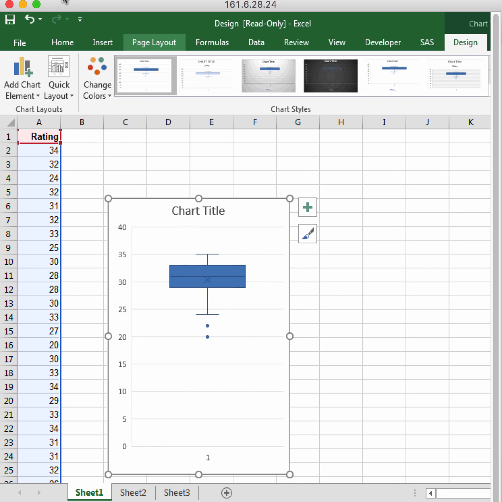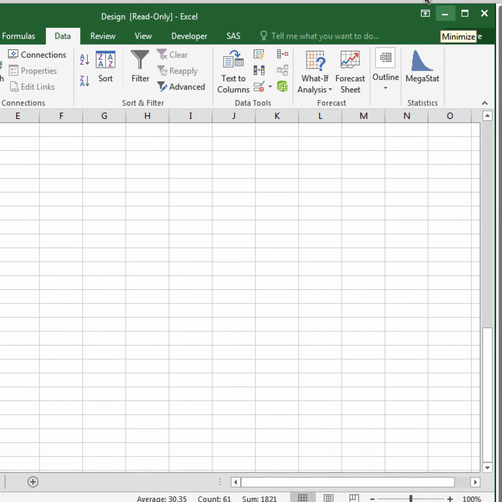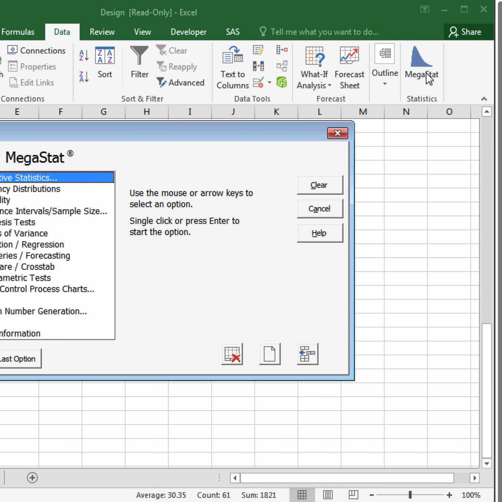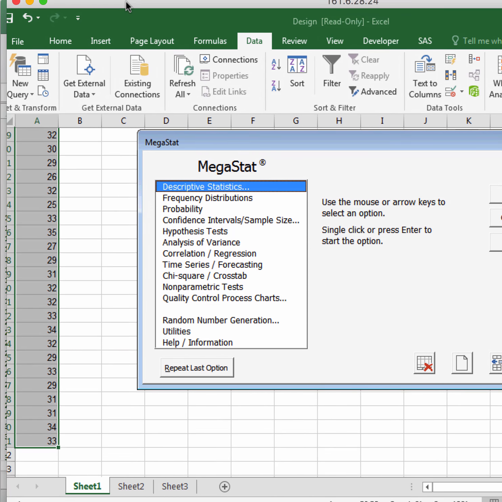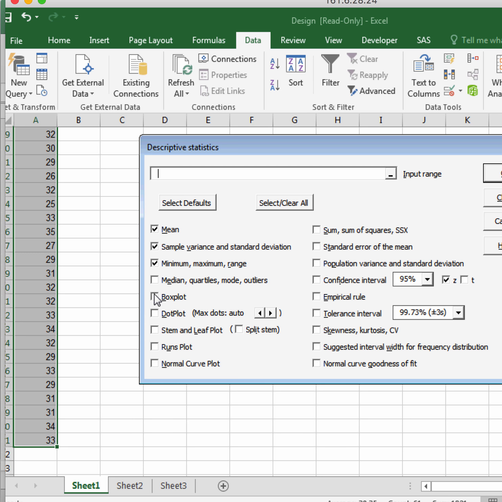Okay, now let us try the same but with a Mac computer. So from Excel, you should be able to see this specific add-in feature. You click on it, and it's available for both Windows and Mac. So we'll see. If you need it, just let me know. From there, you should be able to see the descriptive statistics. And from the descriptive statistics, you can choose to plot the box plot.